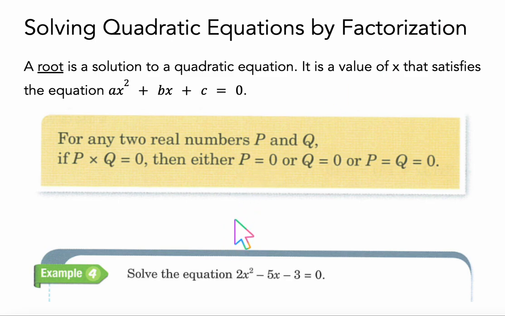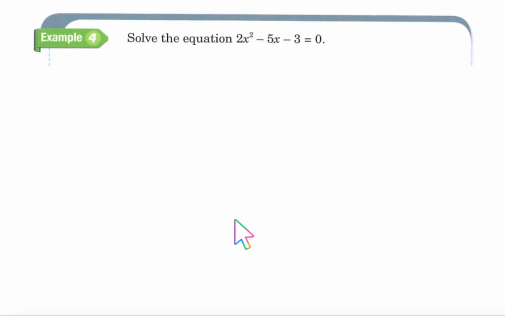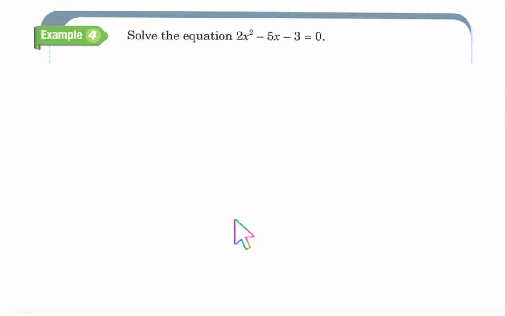And here's an example right here. Example 4 from your book. Solve the equation 2x squared minus 5x minus 3 equals 0. We're going to ignore the equals 0 part for now and just try to factor this quadratic, 2x squared minus 5x minus 3. This is going to require us to use either the diamond box method or the AC method, which we talked about last time. So let's use the AC method.